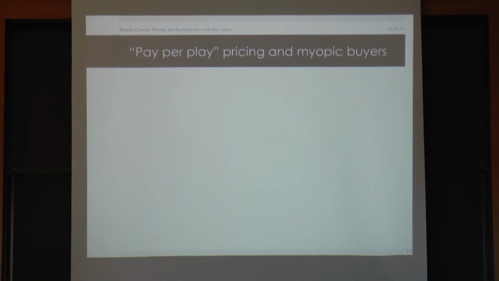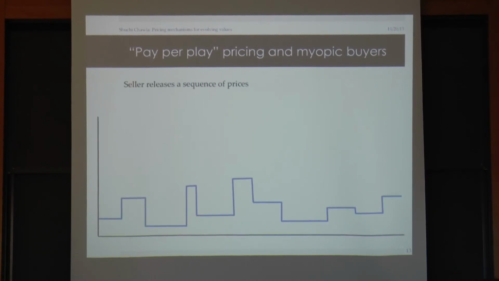Okay, so let me show you a mechanism and a particular sort of bound on revenue that is going to have those properties. So this mechanism is going to announce a sequence of prices. It's like saying the t-th time that you want to play this particular app, you're going to pay a price of p sub t.